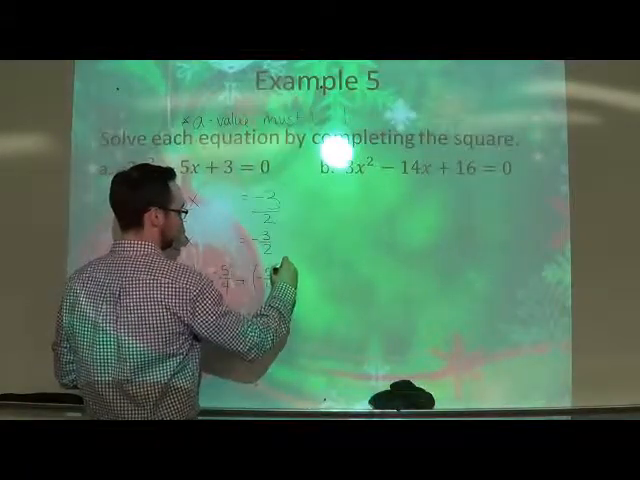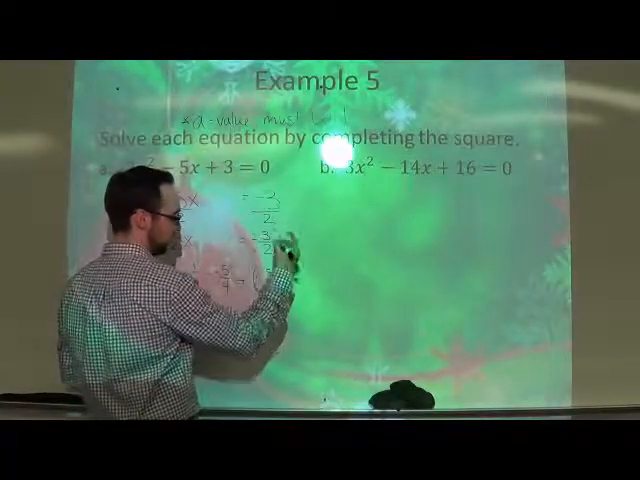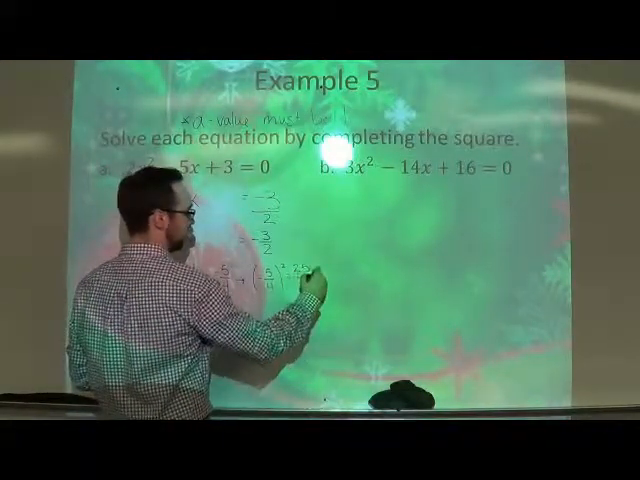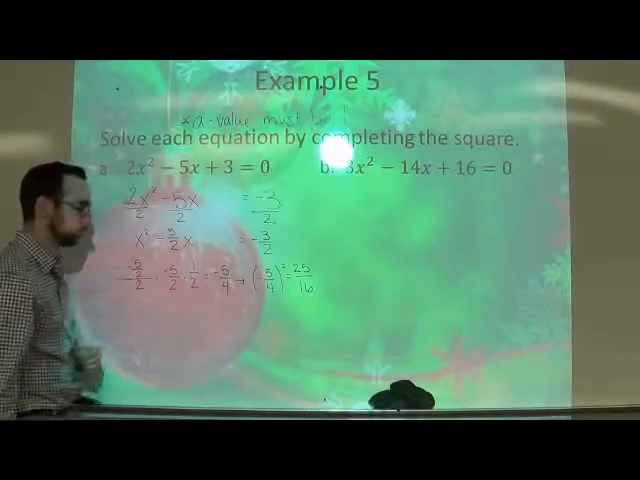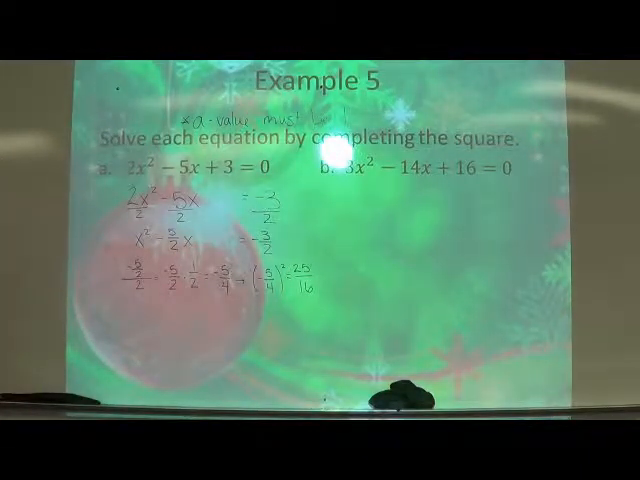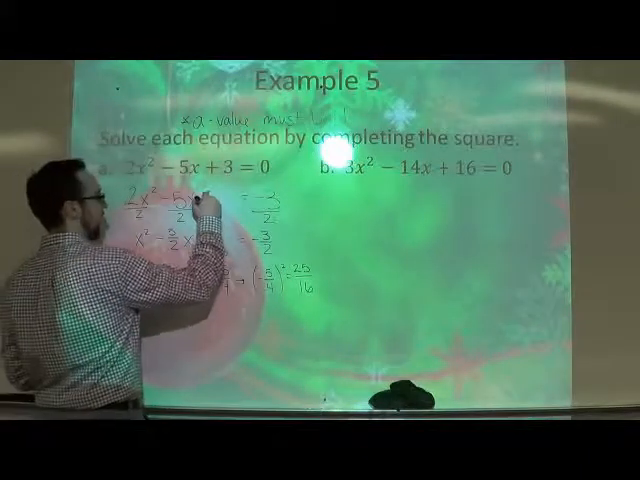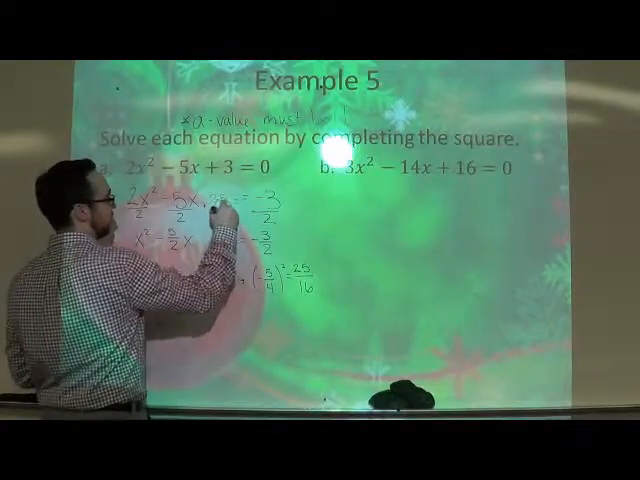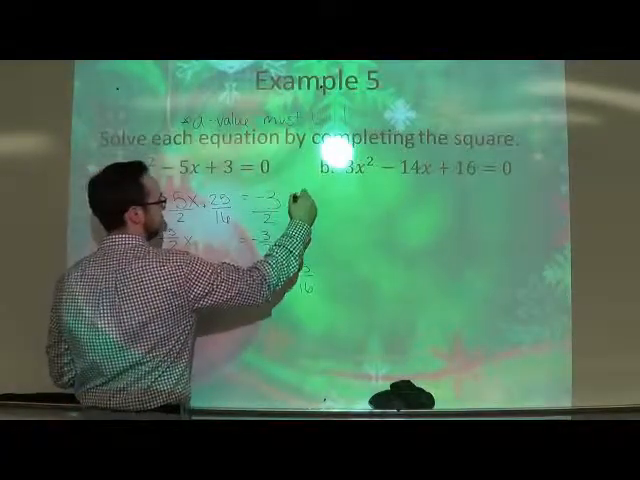Now I square it. So negative 5 over 4 squared. Negative goes away. 5 squared is 25. 4 squared is 16. That's the value we're going to add to both sides. So we're going to add 25 over 16 to both sides.